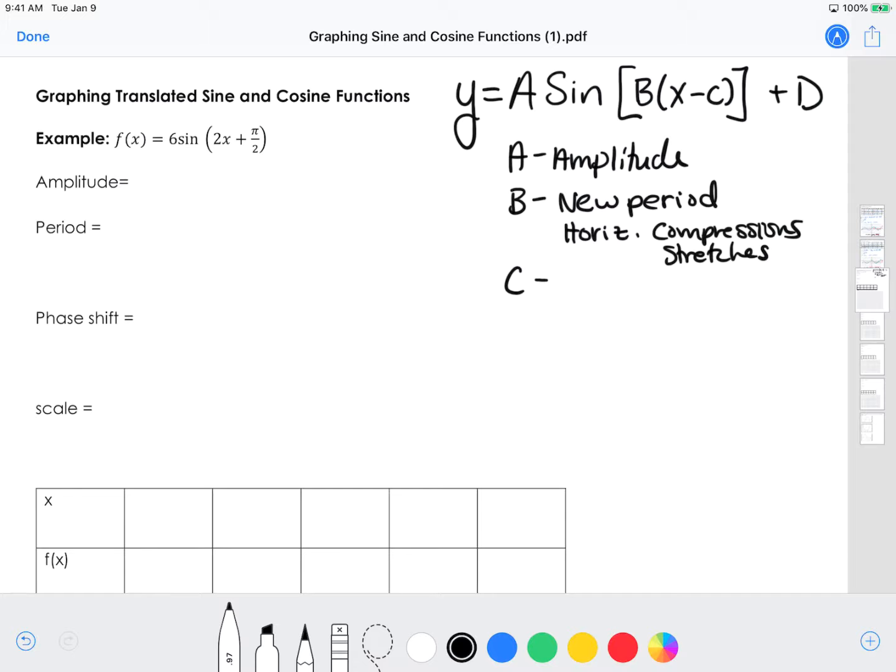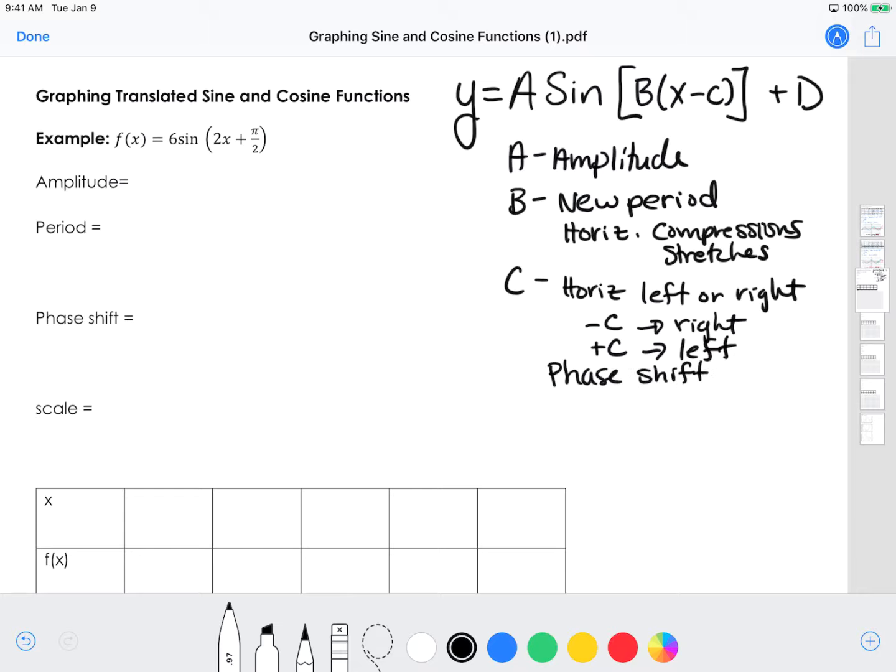The c is going to be if we have a horizontal shift, either left or right. If we have a minus c, then that means we're going to move it to the right. If we have a plus c inside the parentheses, that means we're going to move it to the left. If you think back to our graph shifting rules, x's were always anti-intuitive, and if you saw a minus in front of it, you wanted to move it to the right, and if you saw a plus in front of it, you wanted to move it to the left. Now, a lot of times this will also be called the phase shift. So keep that in mind.